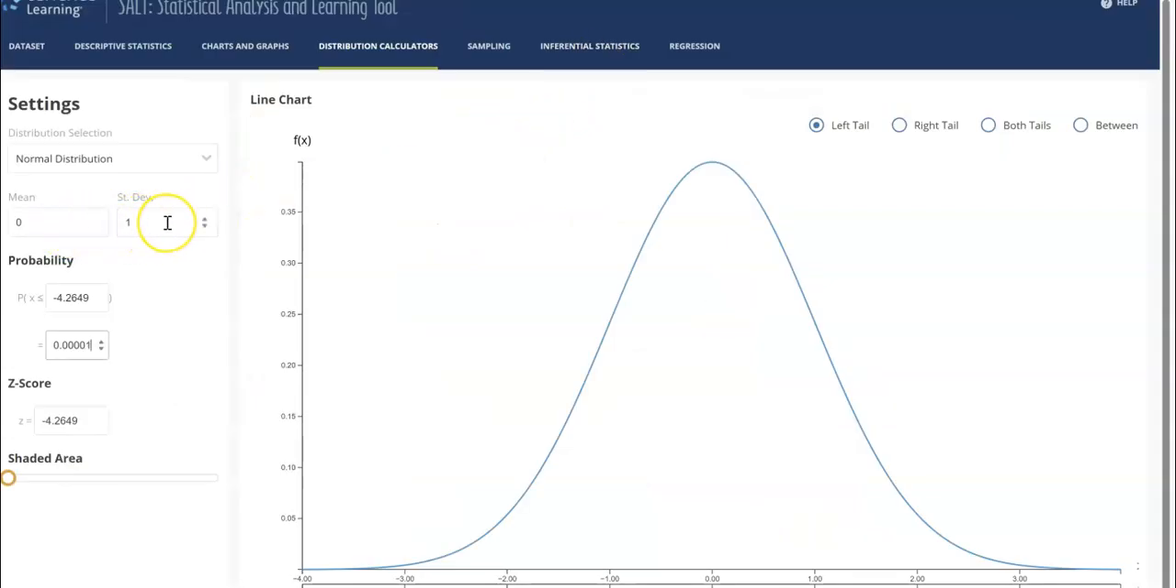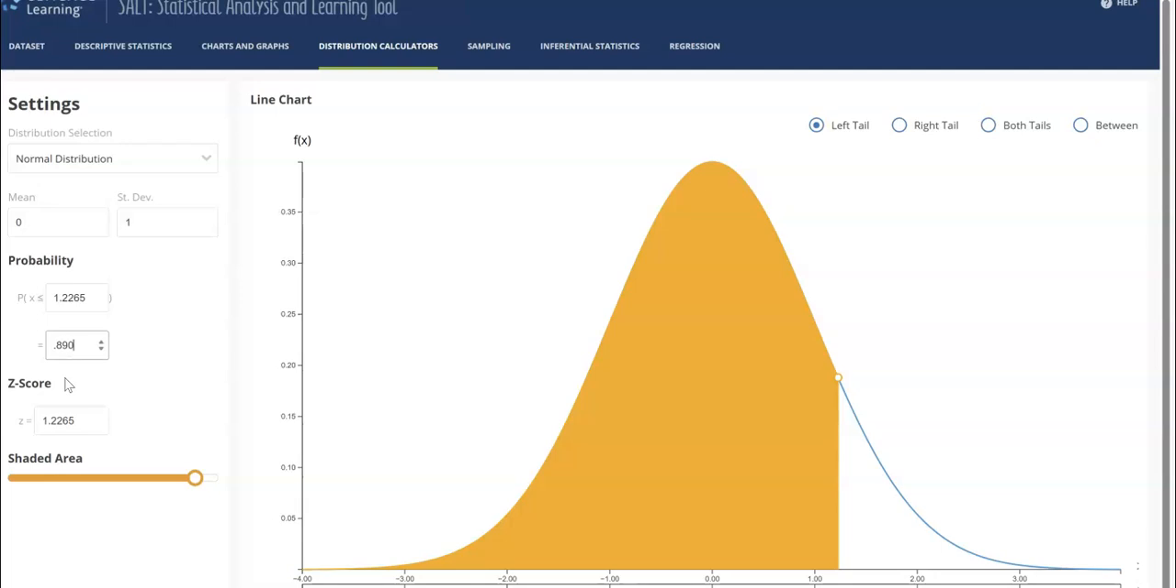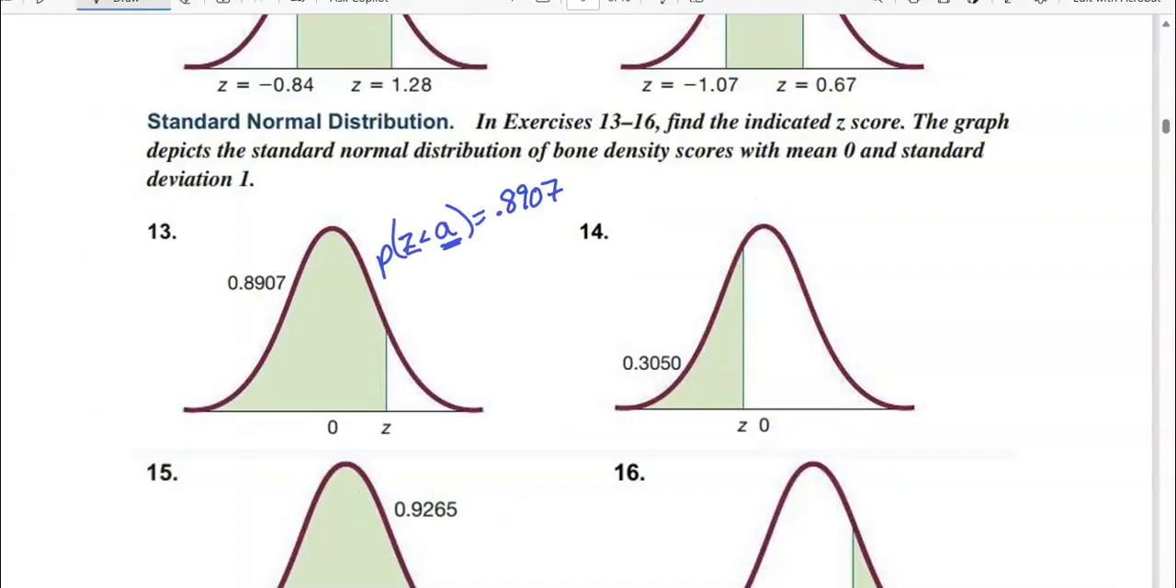Mean is 0, standard deviation is 1. This is still a standard normal distribution. And I have area in the left tail. And this time I'm going to type the area in here, and it's going to pop up that z-score value here. So I'm going to type in 0.8907. And when I do that, I get a z-score of 1.23. And I am going to round the z-scores to 2 decimal places. So my value here is going to be 1.23.